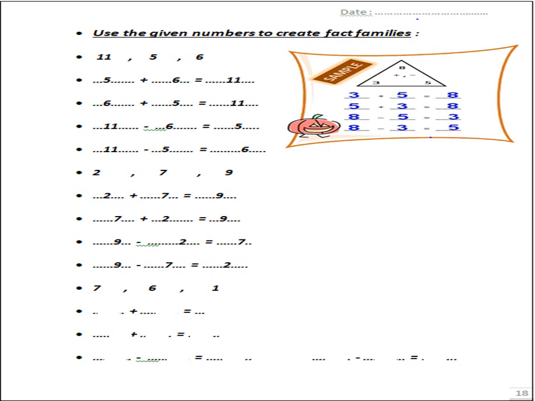The last example here, 7, 6 and 1. In addition we choose the 2 smallest numbers, which are 6 and 1. One time we choose 1 to be first, so 1 plus 6 equals 7. And in another example it will be 6 plus 1 equals 7. In subtraction we choose the biggest number, so 7 minus 1 gave me 6 and 7 minus 6 gave me 1.